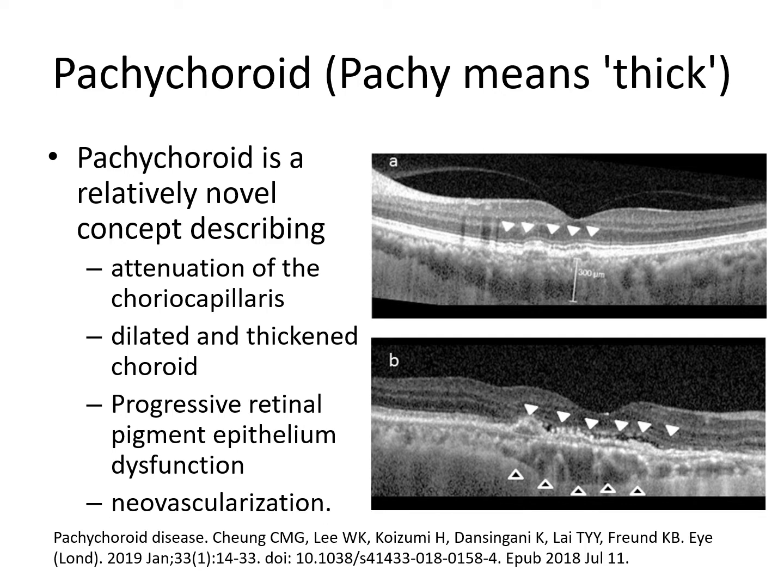And there is progressive retinal pigment epithelial dysfunction, which results in various lesions. And there is evidence of neovascularization, which can be type 1 or type 2. Type 1 is beneath the RPE, and type 2 is above the RPE.